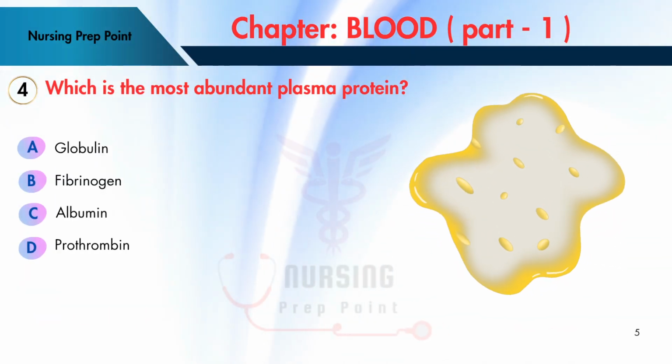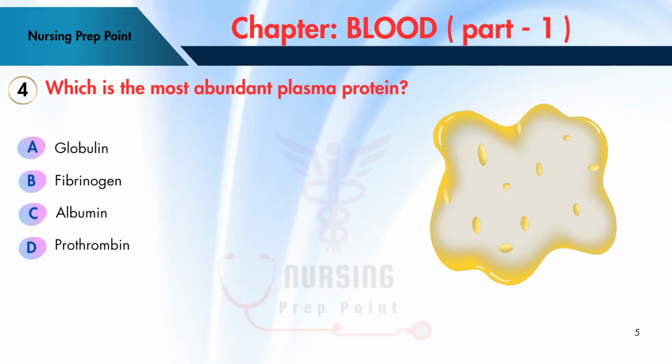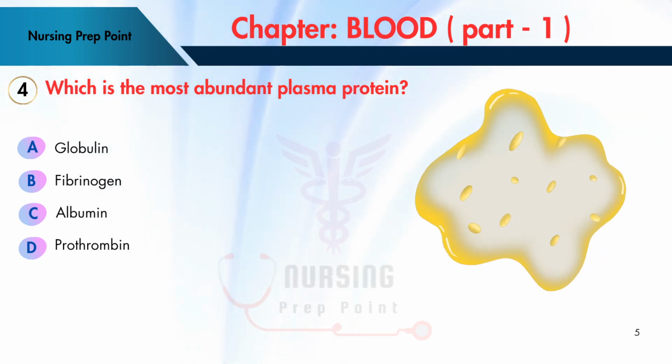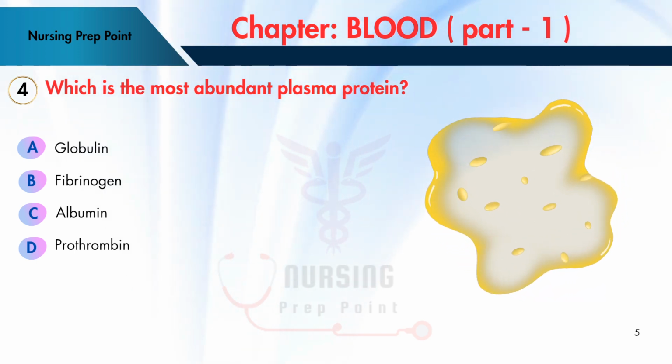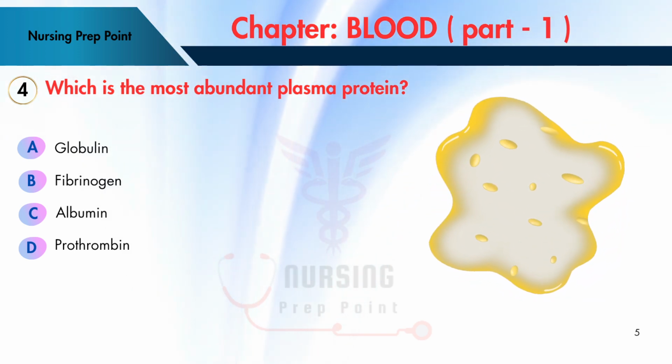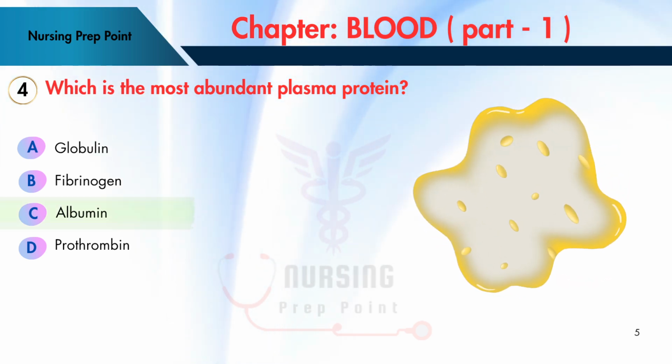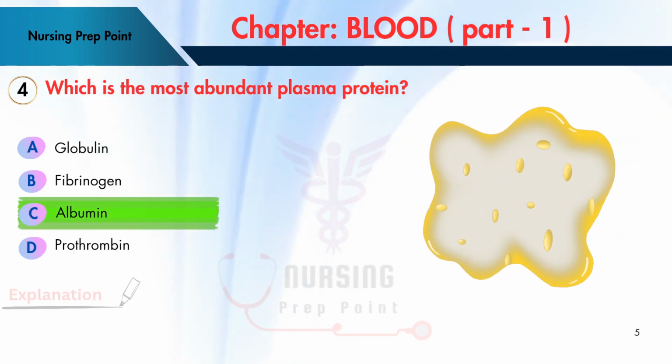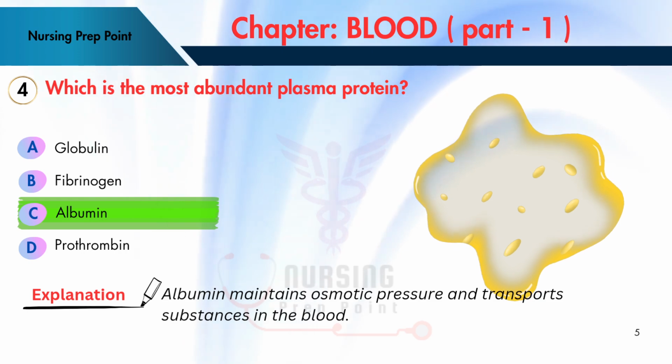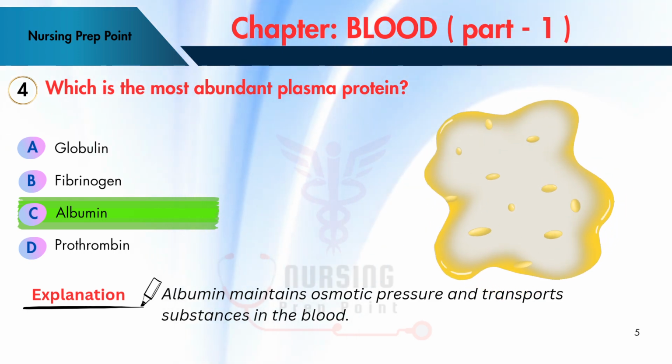Which is the most abundant plasma protein? Option A, globulin. Option B, fibrinogen. Option C, albumin. Option D, prothrombin. The correct answer is option C, albumin. Explanation. Albumin maintains osmotic pressure and transports substances in the blood.